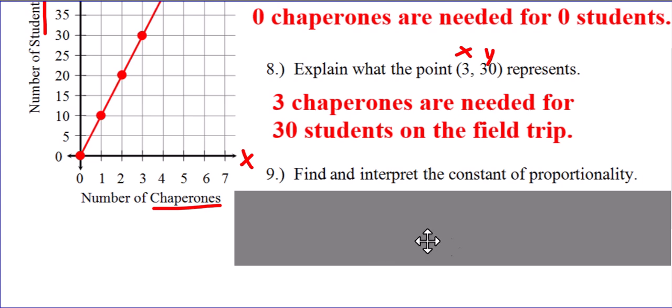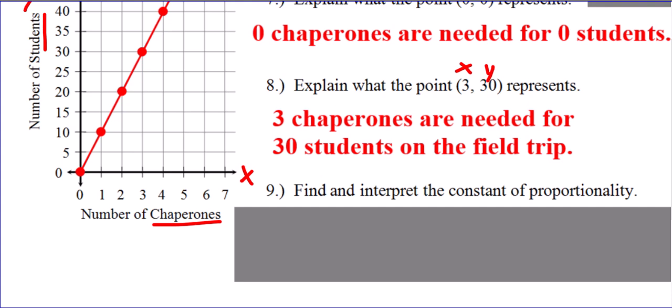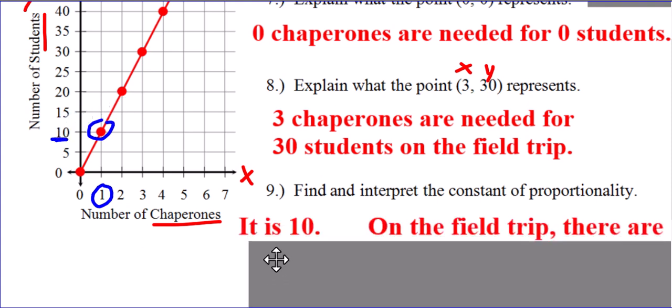All right, how do I get the constant of proportionality? Well, there's a variety of ways. You could pick an ordered pair, like this one here, and divide the y by the x. If I take 20 divided by 2, I would get 10. If I take 30 divided by 3, I get 10. But the easiest way of finding your constant of proportionality, your unit rate, is go to where x is 1. And whatever that y value is, boom, that is your constant of proportionality. So it is 10. Let's interpret it.